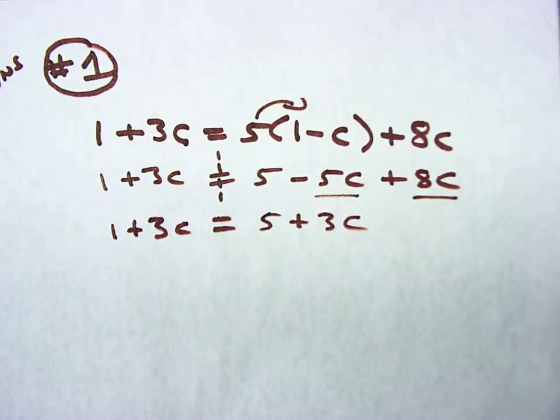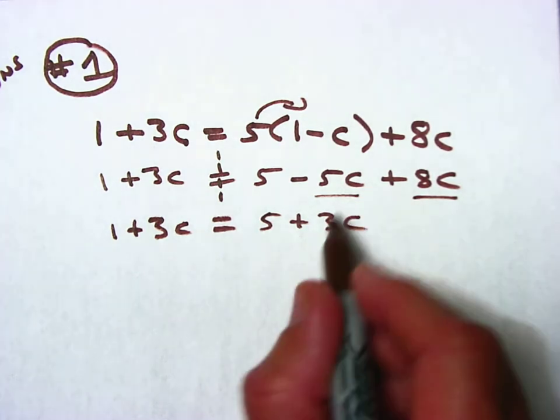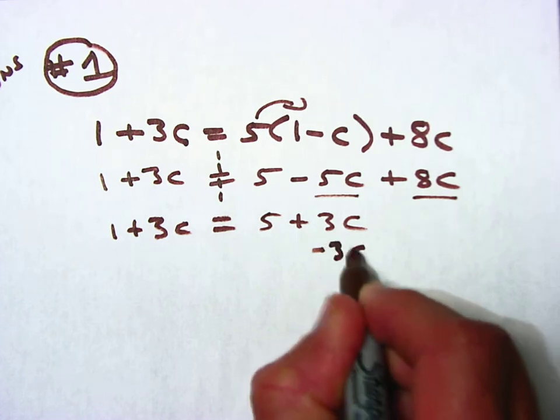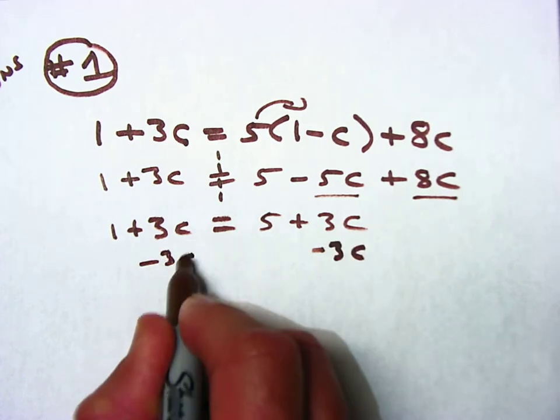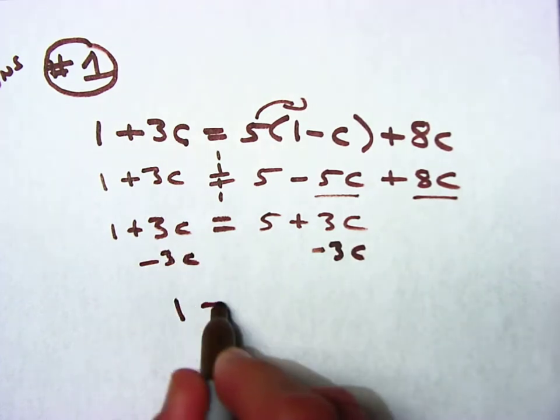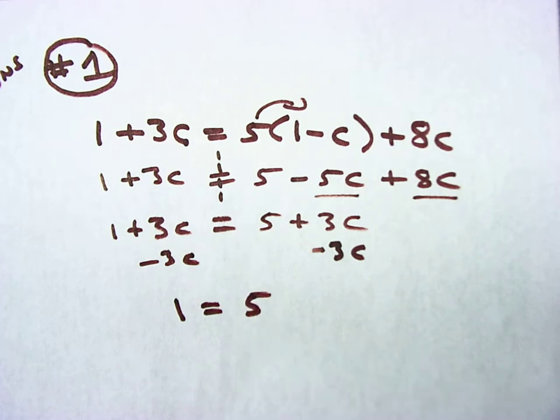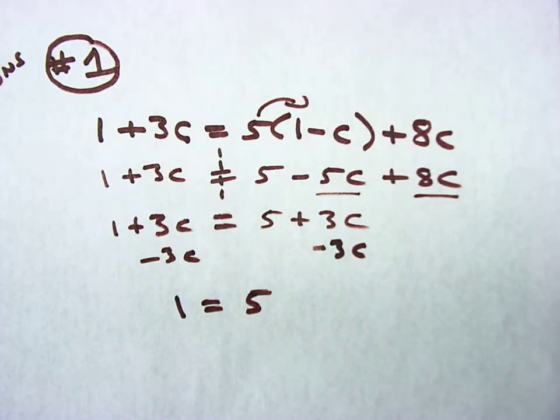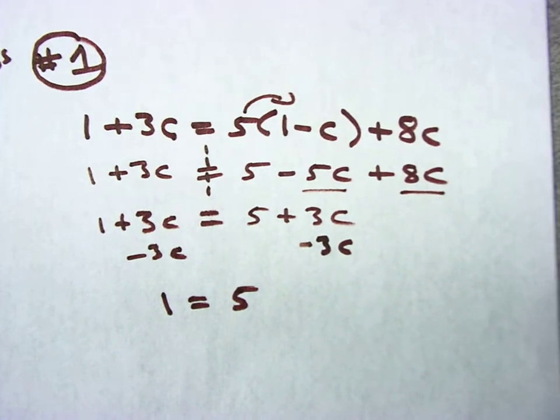Now the left-hand side was already simplified, and you simplified the right-hand side. Now, if you see variables on both sides, you're going to get them together on the same side. So I'm going to subtract 3c from both sides. And now I'm left with 1 equals 5. Oh, look, what I was looking for disappeared. I was trying to find the value of c. Well, this is one of those special cases when you lose the variable you're looking for.